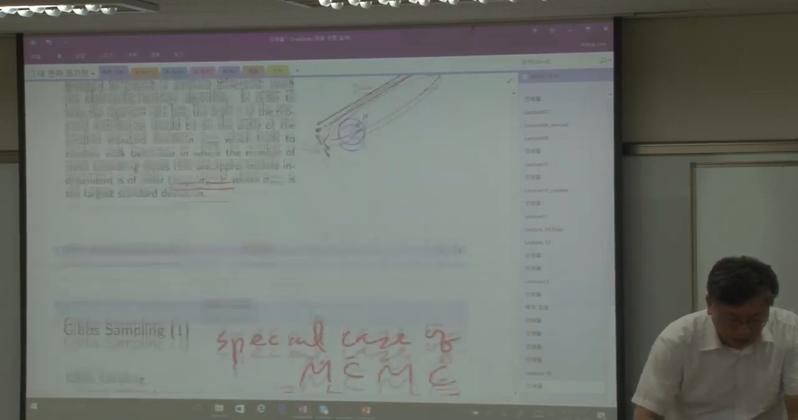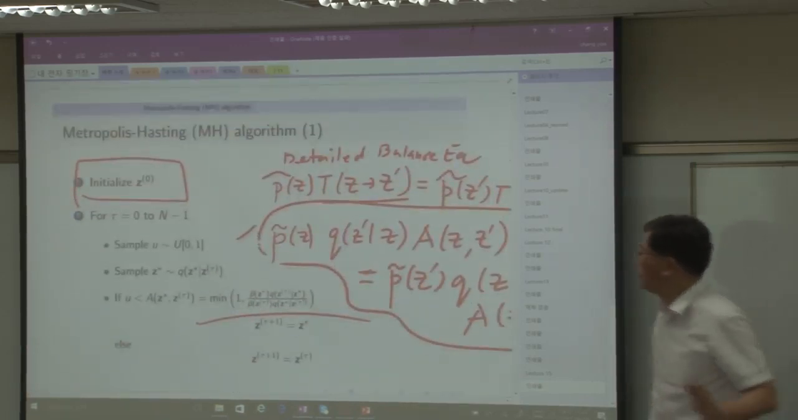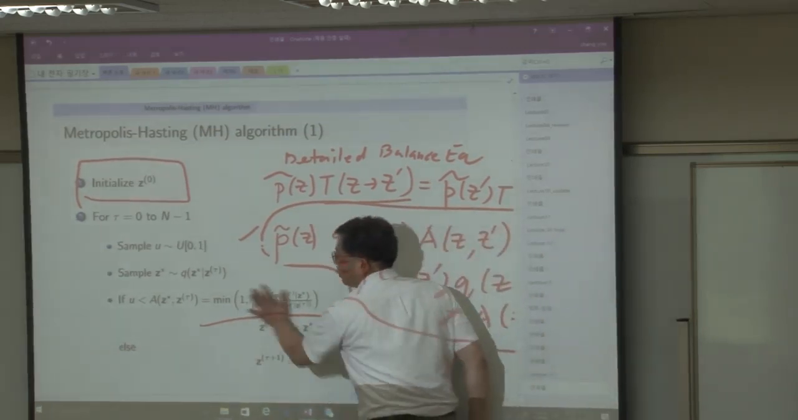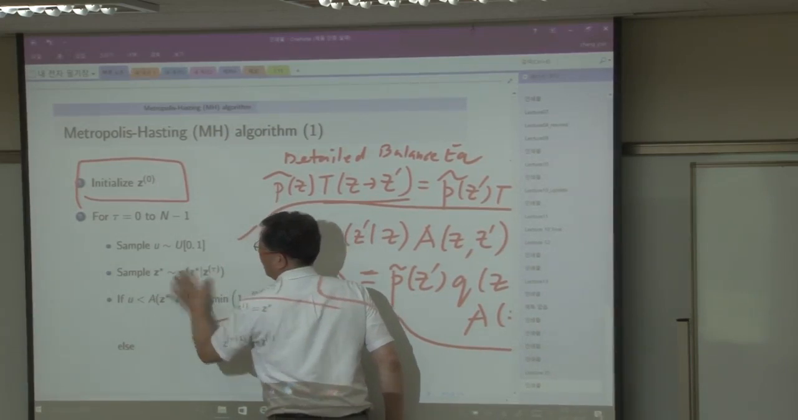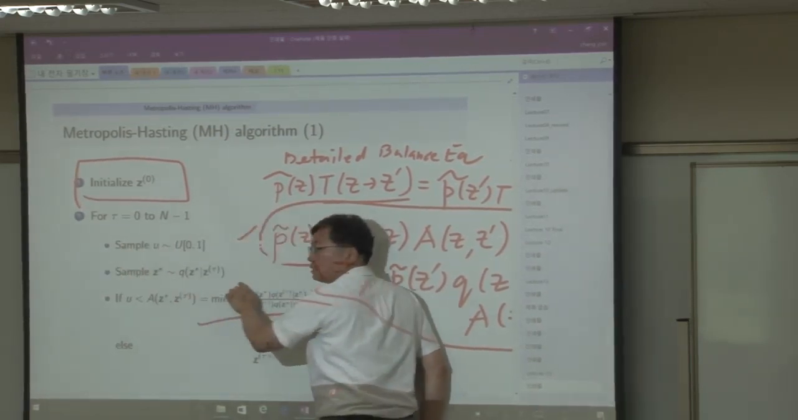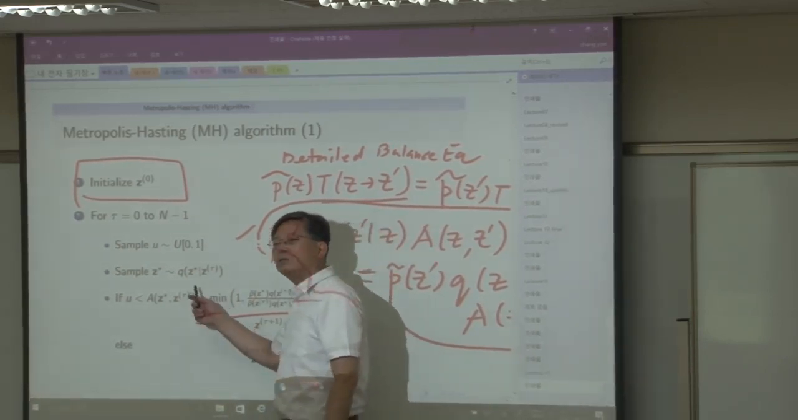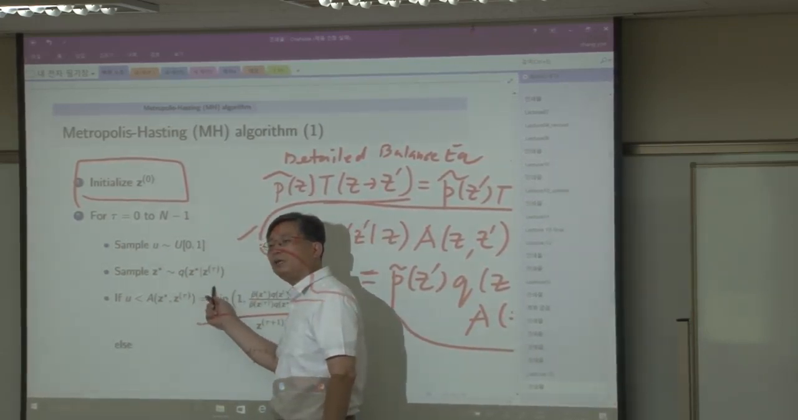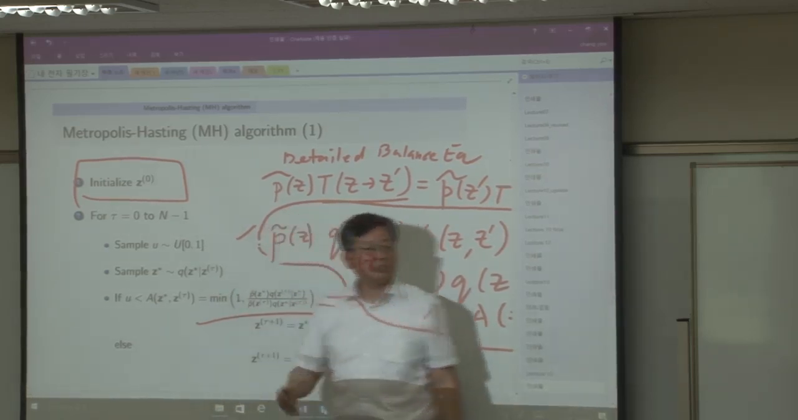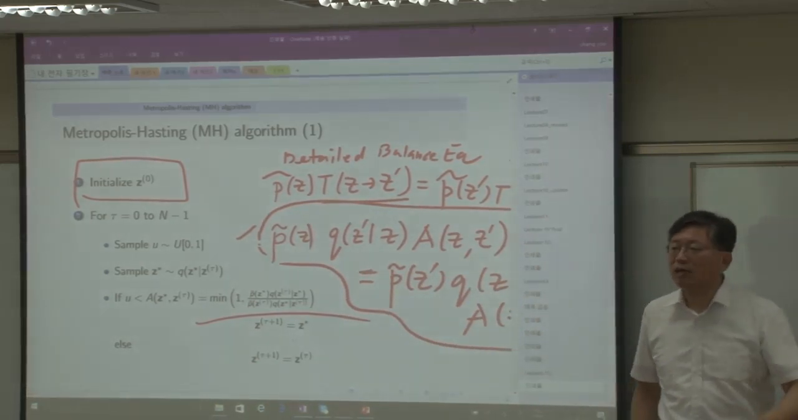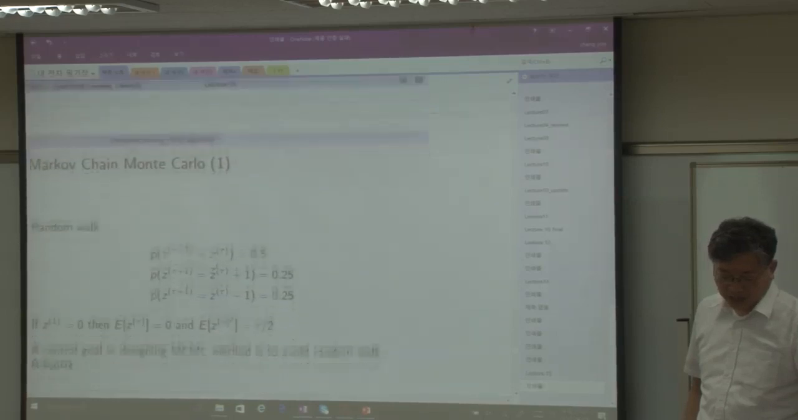So here, let me just say, we're back to this algorithm. It's none of this. I don't even need to do this. I don't need to do this. I'm always accepting, because I have chosen my Q to be the conditional probability of one of the dimensions. And you may ask, is that going to satisfy the detailed balance equation? And yes.